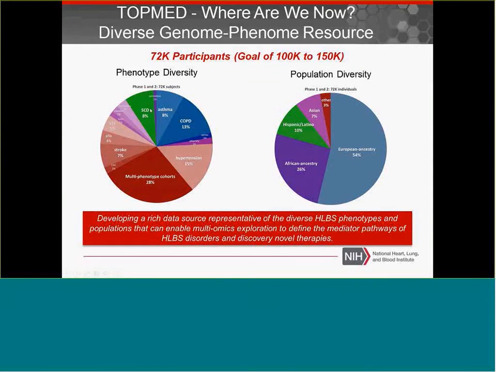The phenotypic diversity includes sickle cell patients, stroke, asthma, COPD, hypertension, and of course multi-phenotype. These are the legacy studies, the Framinghams and the Women's Health studies that I was talking about. Also, the population diversity, as you can see, is predominantly European, and we want to change that so that there is more integration of other populations.